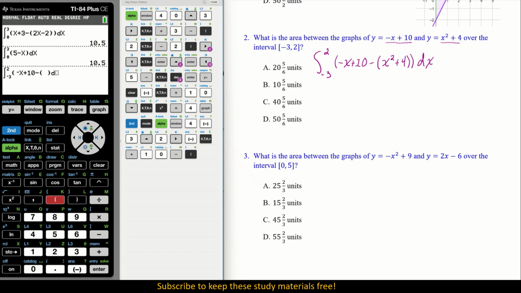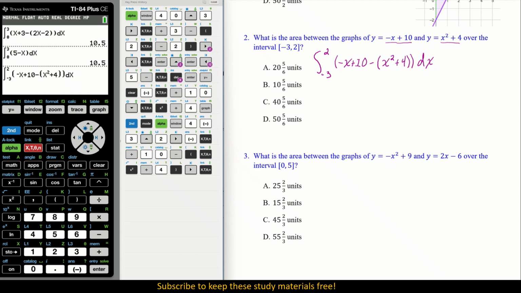Now we need the parentheses, because otherwise you have to distribute the negative. I don't want to do that, because if you just enter it in the calculator, you save yourself from potential mistakes. So we have x, square it, plus the 4, and put in that other parentheses. Now go over and put in your x, because that's our variable of integration. That's dx.